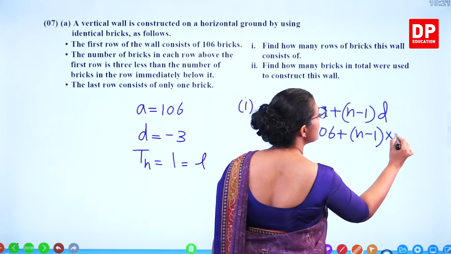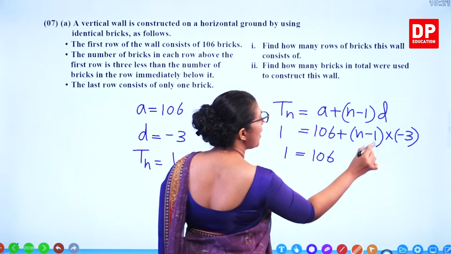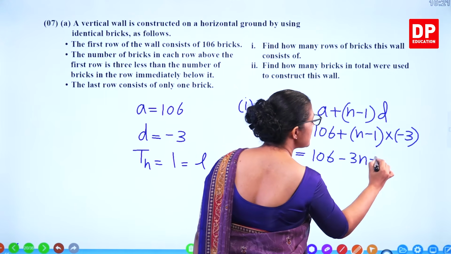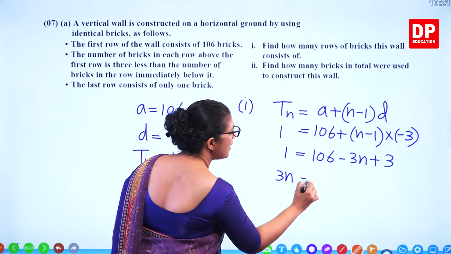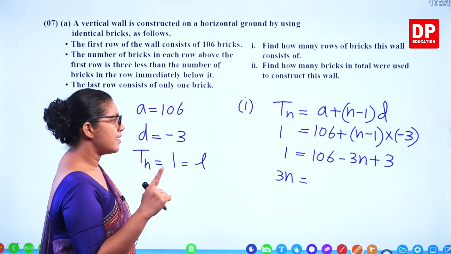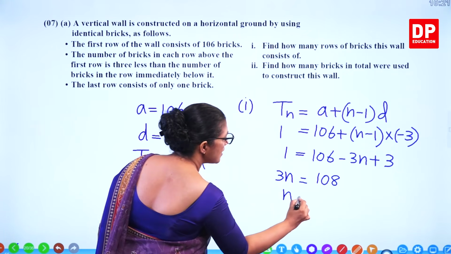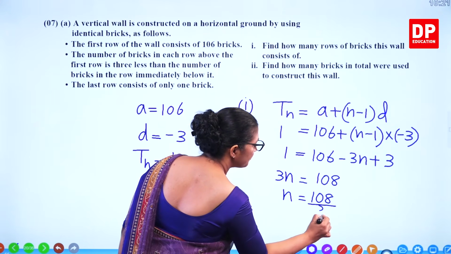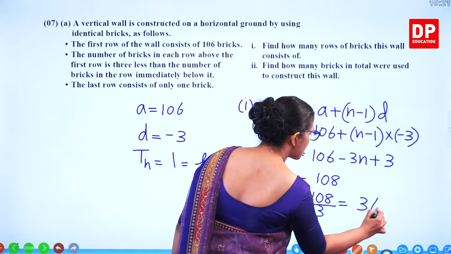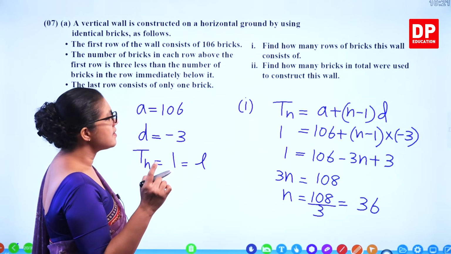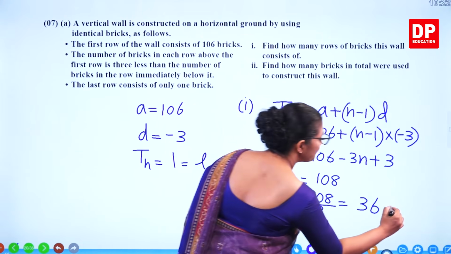D is -3. First open brackets: -3n plus 3. Now simplify: we can take 3n to this side. 106 plus 3 is 109, subtract 1, 108. So what is n? Divide by 3. 3 times 3 is 9, and 3 times 6 is 18. So n is 36, which means altogether 36 rows are there.